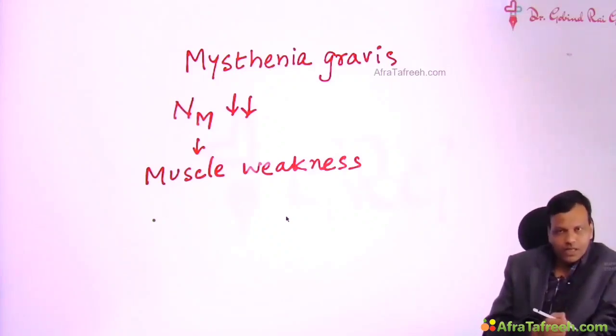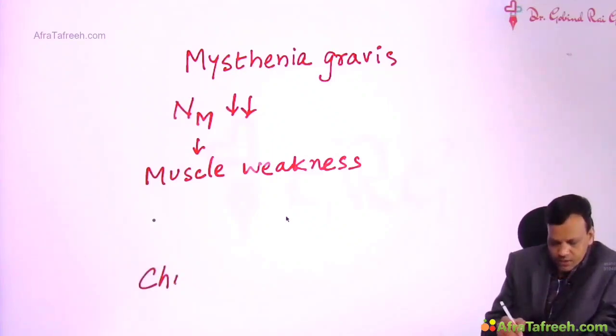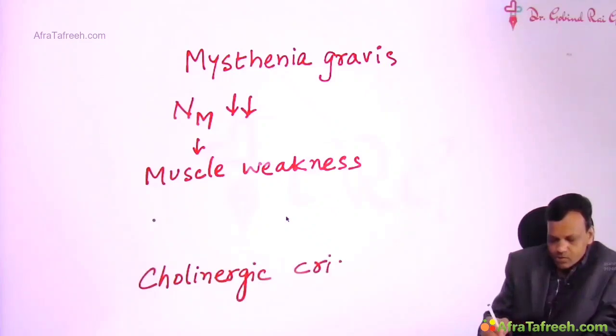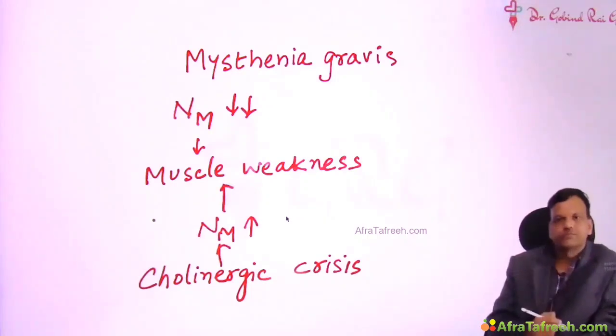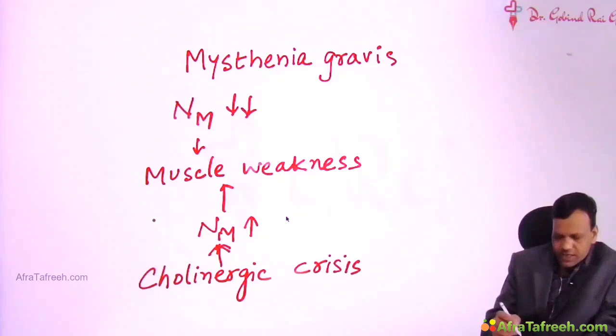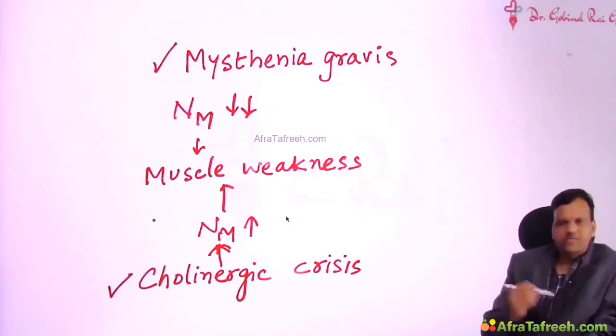But if you remember, if NM receptor is overstimulated, it also causes muscle weakness. The condition in which they are overstimulated is called cholinergic crisis. So in cholinergic crisis, there is overstimulation of NM receptors, and this also leads to muscle weakness. The important thing: muscle weakness can occur in two opposite diseases. Myasthenia gravis, in which NM receptors are understimulated, and cholinergic crisis, in which NM receptors are overstimulated.